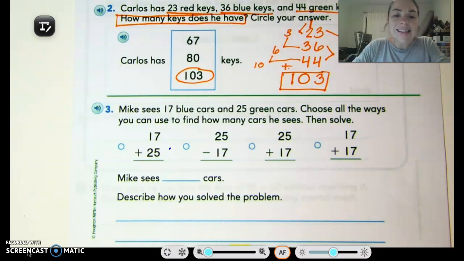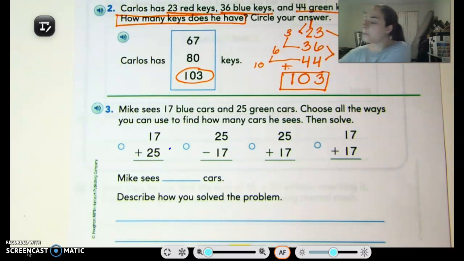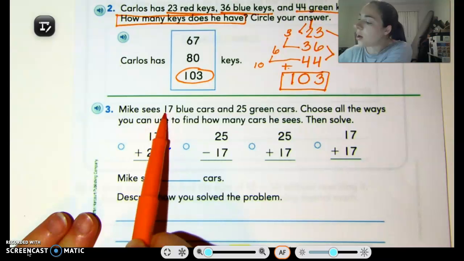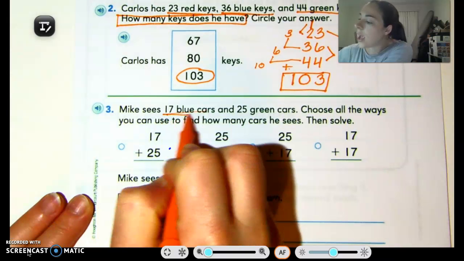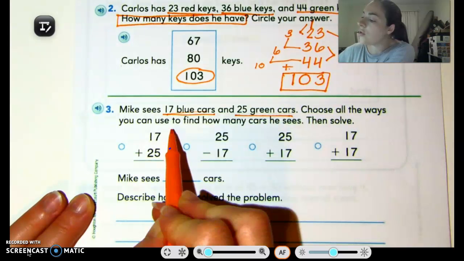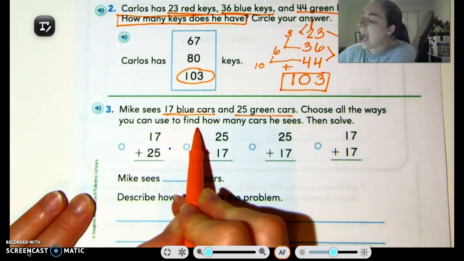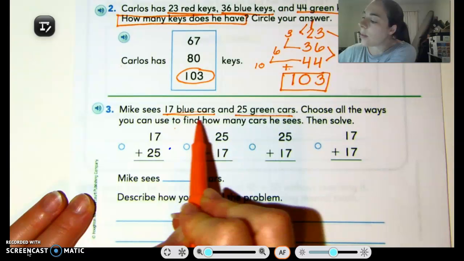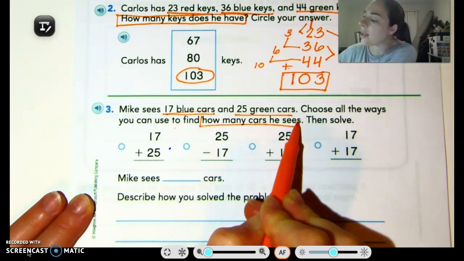Mike sees 17 blue cars and 25 green cars. Choose all the ways you can use to find how many cars he sees. Then solve. All right, let's underline our important numbers. Mike sees 17 blue cars and 25 green cars. Choose all the ways you can use to find how many cars he sees. So I'm going to box how many cars he sees.